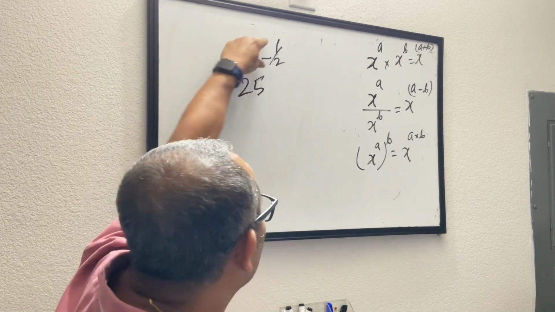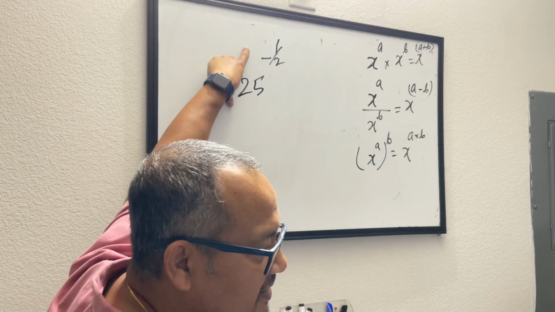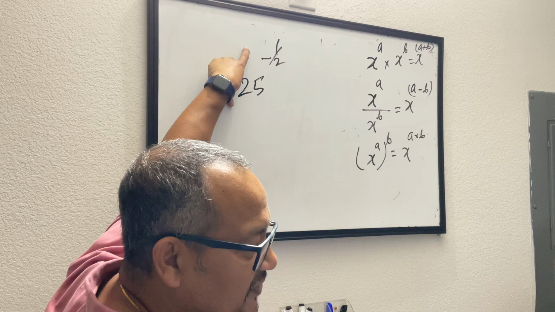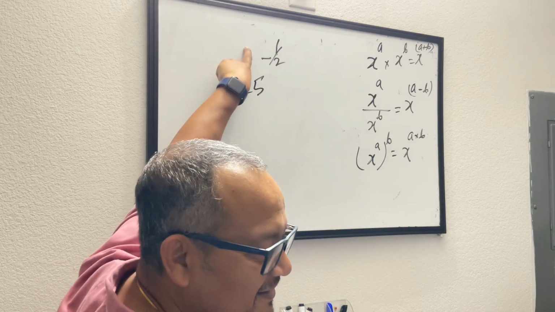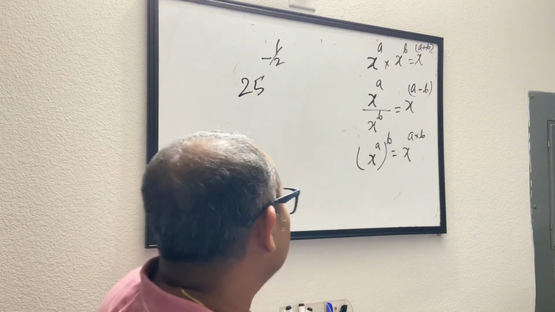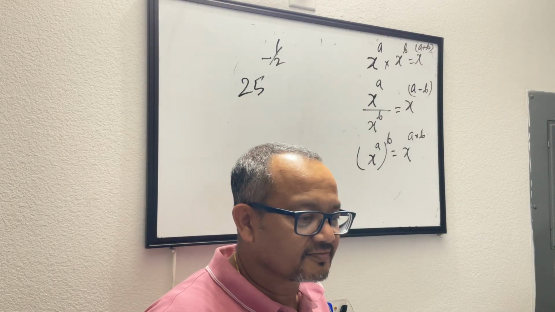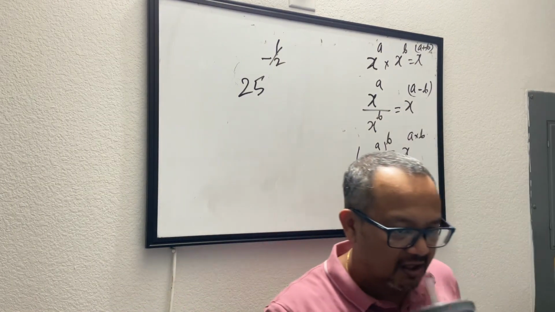I'm saying how much this will be, 25 to the power minus 1 by 2. 1 over 25 half exponent. Can you simplify it further? Anybody in the class? I'm trying to find out the absolute value of 25 to the power minus 1 by 2. I'll give you 30 seconds to think about it.